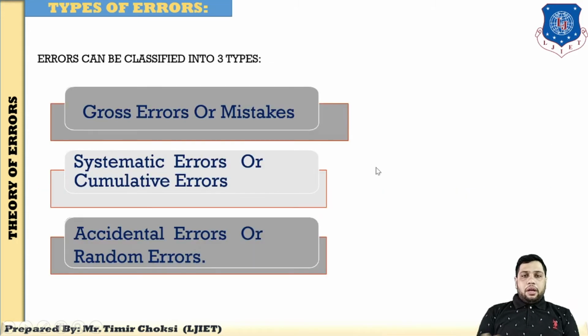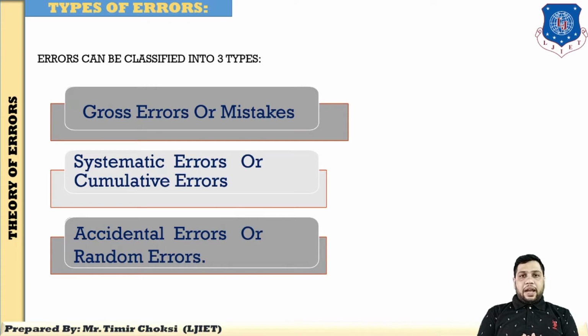Now, various operations are there on a field. Error can be classified into three major types. One is gross error or mistake, second is systematic or cumulative error, and third is accidental error or random error. I have explained these three errors in this session in detail, part wise.